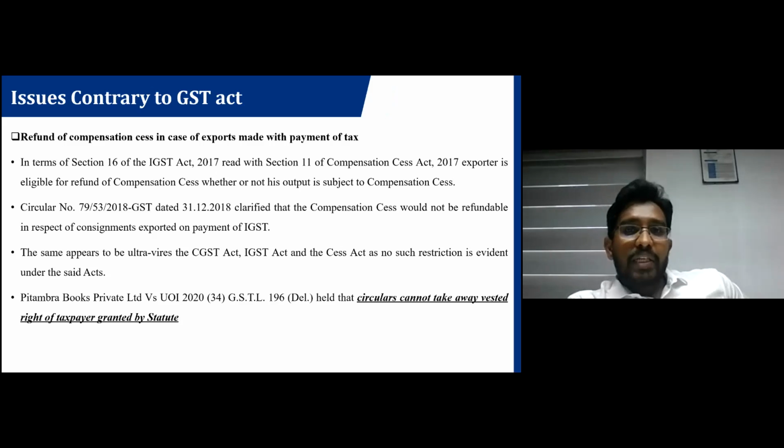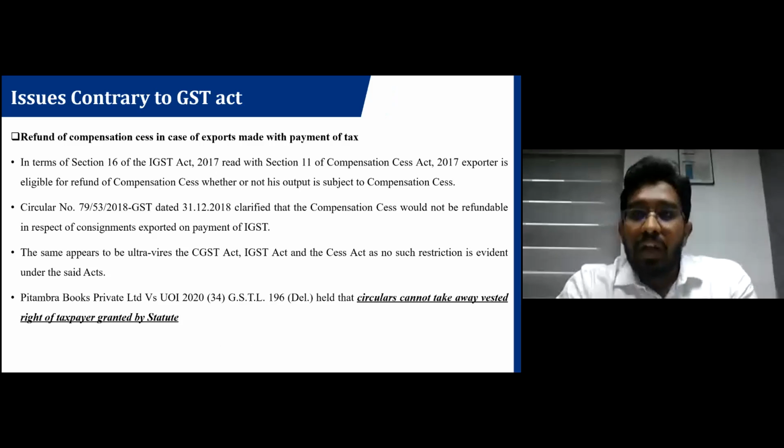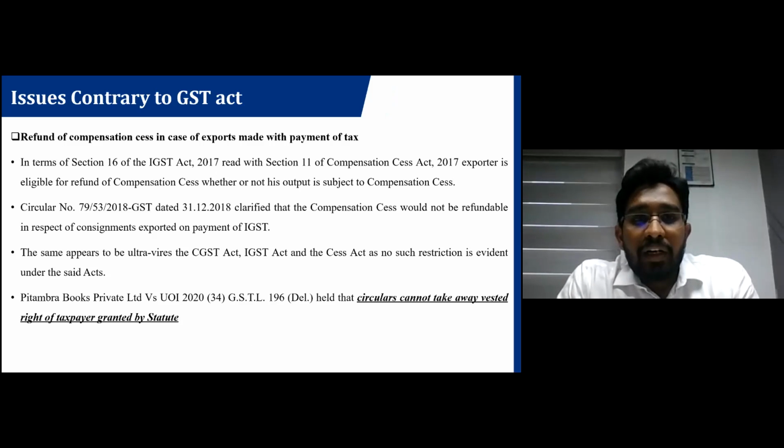Refund of compensation cess in case of exports made with payment of tax. As per section 16 and section 11, if you are exporting goods and you have any input leviable to compensation cess, you can claim refund of that compensation cess, even though your output is not leviable to compensation cess. That is the input tax credit to you, and you can claim refund as per section 16 of the IGST Act. But the department has issued one circular clarifying that you can claim refund of compensation cess only under the export without payment category. When you opted for the export with payment category, you are not eligible to claim refund. That is contrary to the GST Act.